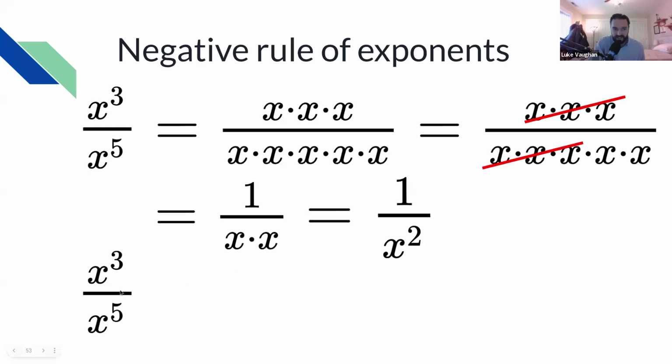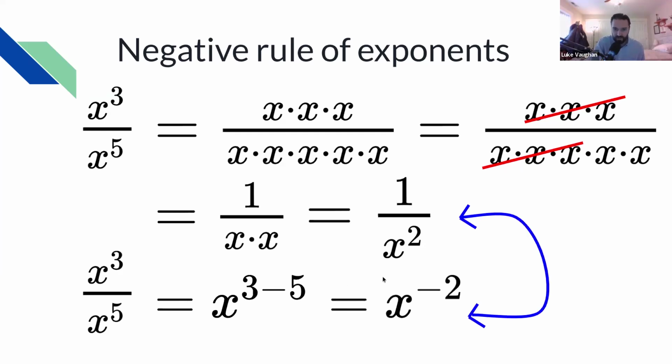Okay? But let's take a look at this a different way. x to the 3 over x to the 5, right? I have the same base to 2 powers, right? So the quotient rule says that I can subtract those powers. All right? So this equals x to the 3 minus 5, which is x to the negative 2.